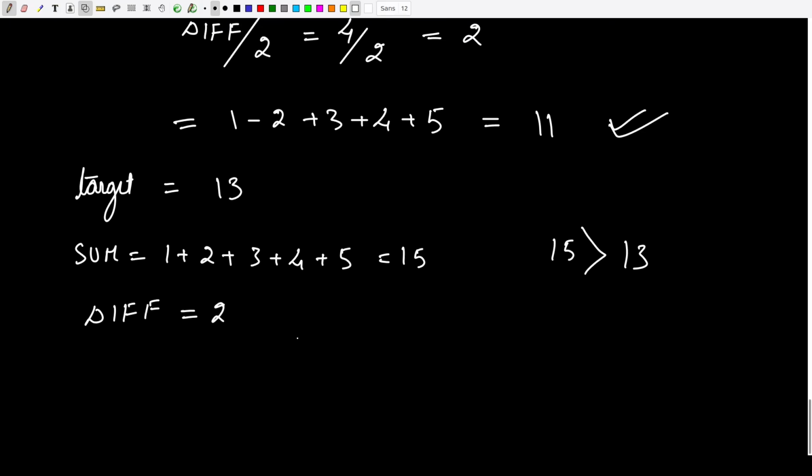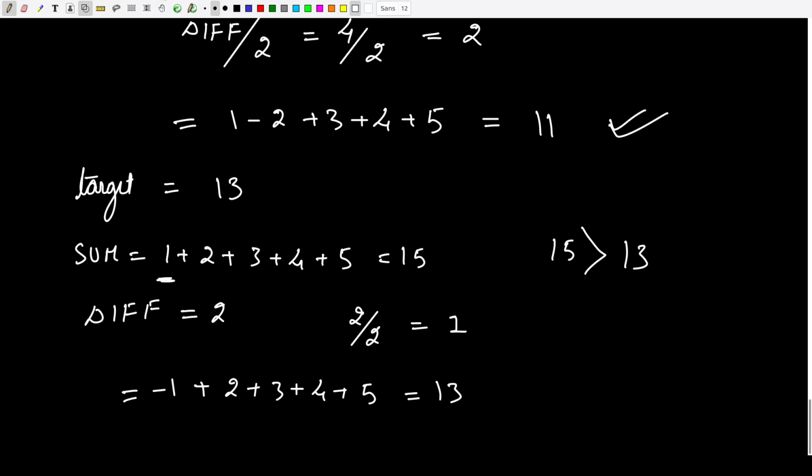So when the difference is 2, then the number which needs to be flipped will be given by 2 divided by 2, which is equal to 1. So if we flip the sign of this number, then the sum will become 13. So let us try to do that. 1 minus 1 plus 2 plus 3 plus 4 plus 5, and if we add all these numbers, then the value you will get is 13.